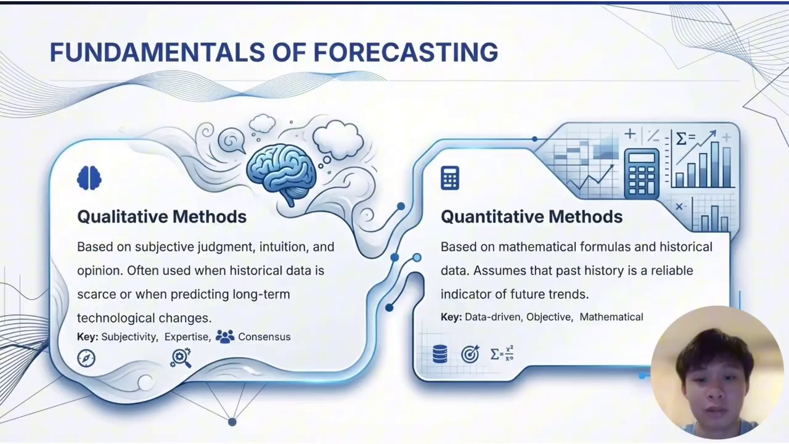Next one is quantitative methods. It is based on mathematical formulas and historical data. We assume past history is a reliable indicator of future trends. So usually we use statistics to forecast. The keywords will be data-driven, objective, and mathematical.